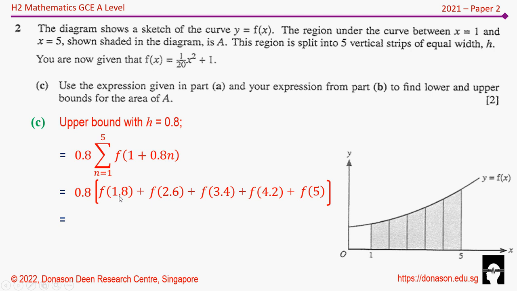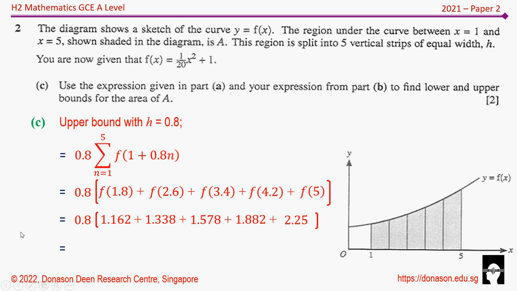So now, just like what we did earlier for the lower bound, we're going to evaluate f of 1.8 by replacing the x with 1.8 and keying into the calculator 1.8 squared divided by 20 plus a 1, and that should give you each and every one of the values. So the first value should be 1.162. The next value, f of 2.6, is going to give you 1.338, 1.578, and 1.882, and f of 5 should be equal to 2.25 if you put it here.